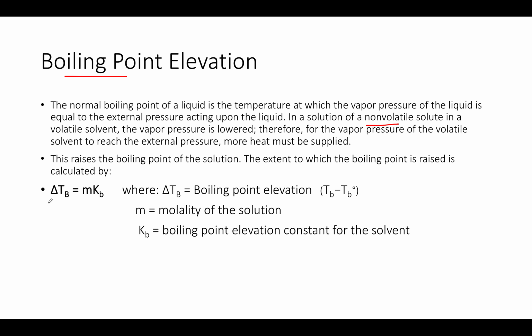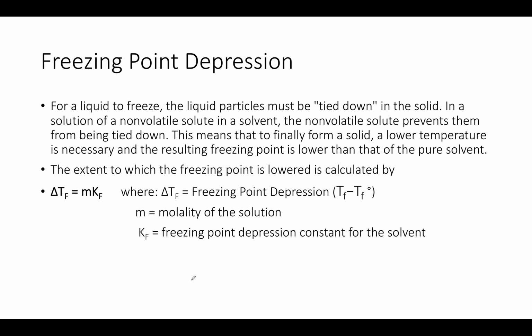Now, to get the boiling point elevation, you have the change in boiling point. So the initial boiling point minus the final boiling point, that's your change in boiling point, equals the molality of the solution times the Kb. Kb is a constant. It's the boiling point elevation constant for whatever solvent you're using, and you'll always be given that. Similarly, the freezing point depression has a similar formula. It is delta TF, the change in freezing point, also equals the molality of that solution times the Kf, the freezing point depression constant.